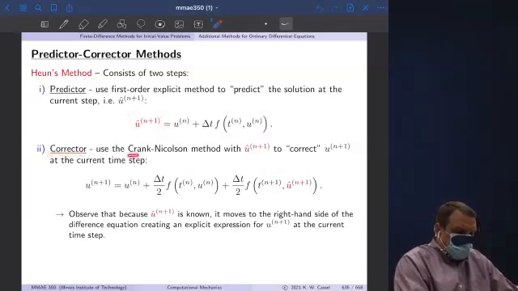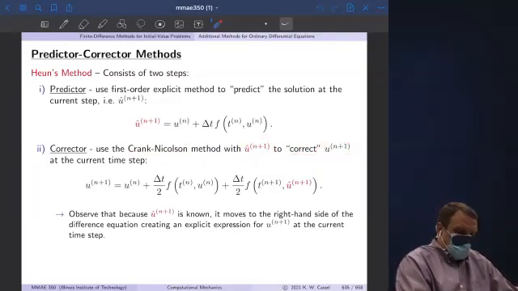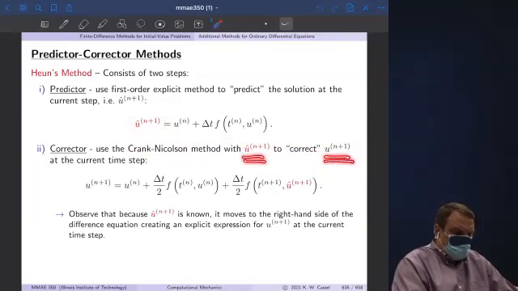The correction is done using Crank-Nicolson. So we're going to use the u hat n+1, and then we're going to correct it to get the u^(n+1). So we use the values at the previous time step in our first order explicit method to get a prediction for the solution at the new time level. And then we're going to take that and correct it to get u^(n+1). All right, so it's Crank-Nicolson. So we have u^n plus delta t over 2 times f at t^n, u^n, plus delta t over 2 f at t^(n+1), u hat^(n+1).